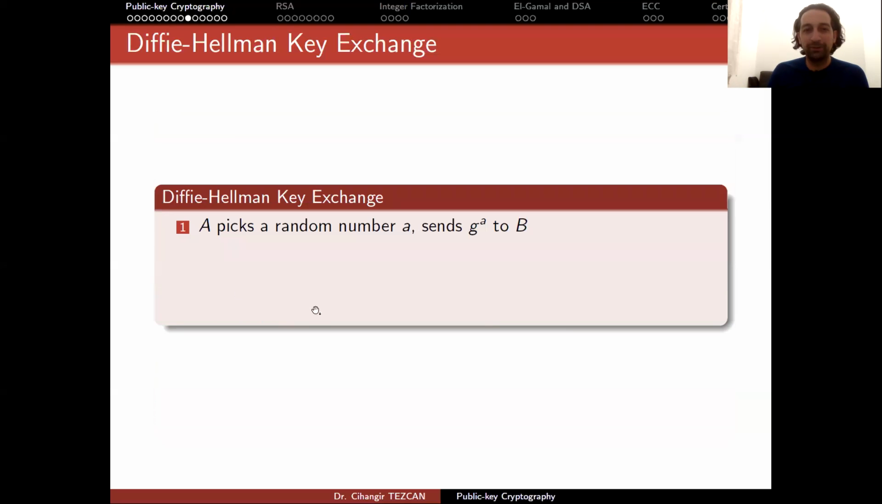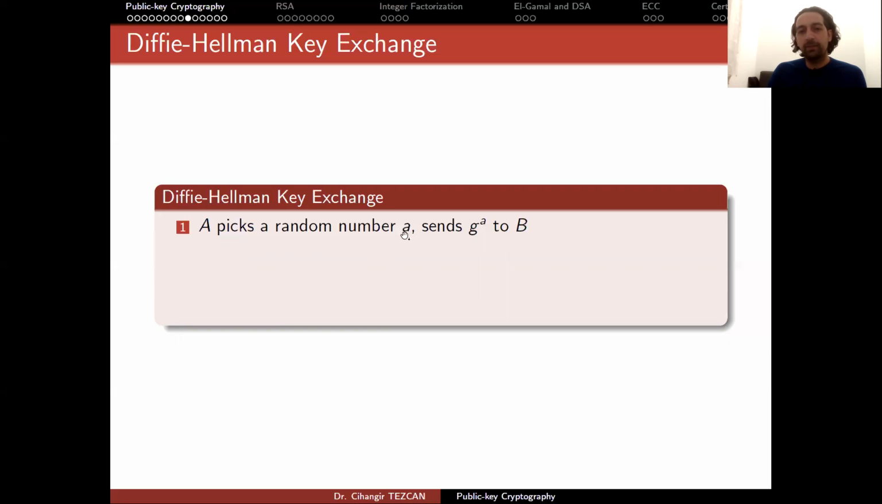So let's move on to Diffie-Hellman key exchange. The algorithm is really simple. It has a very small number of steps. In our scenario, let's say that A and B want to communicate by using a block cipher like AES, but they don't share a secret key beforehand, and now they want to agree on a secret key using an insecure channel. So it starts like this.